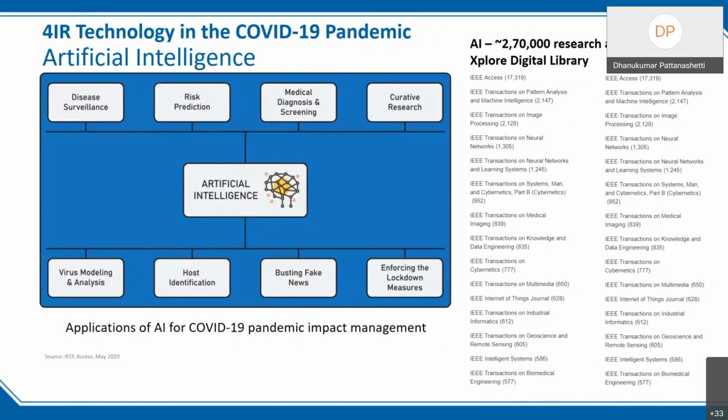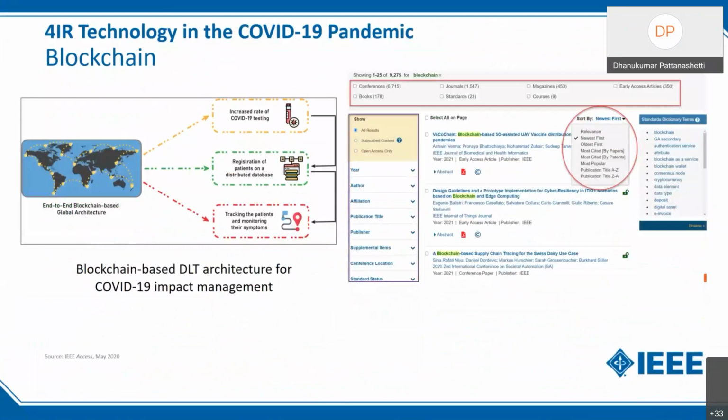So the applications of AI for COVID-19 pandemic impact management. In this article, the authors have spoken a lot, but on the other hand, I just wanted to let you know that IEEE continues to publish many articles on these areas. So the research available in IEEE Xplore becomes much more important.